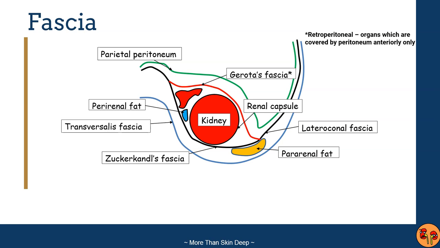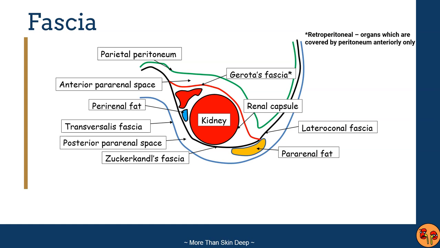You will notice that there is a lot of space in between the parietal peritoneum and Gerota's fascia. This is referred to as the anterior perirenal space. Similarly, the space between transversalis fascia and Zuckerkandl's fascia is known as the posterior perirenal space. I would like to highlight the importance of knowing the fascia, and in particular Gerota's fascia. This is because Gerota's fascia acts to fix the kidney in the retroperitoneal space. But more importantly, in cases of renal cell carcinoma, it is used in TNM classification.